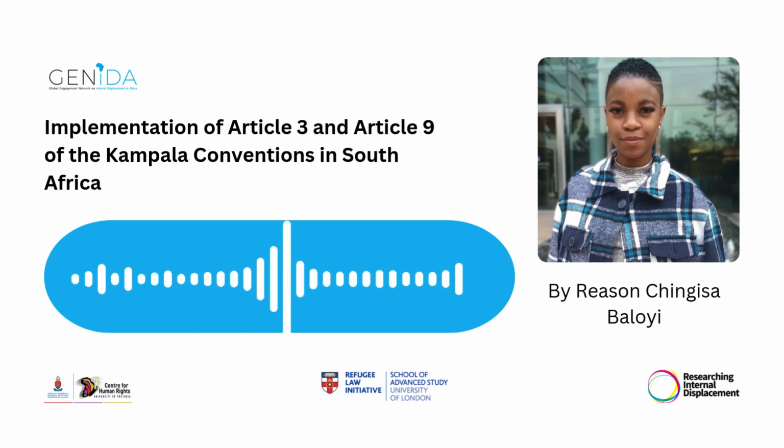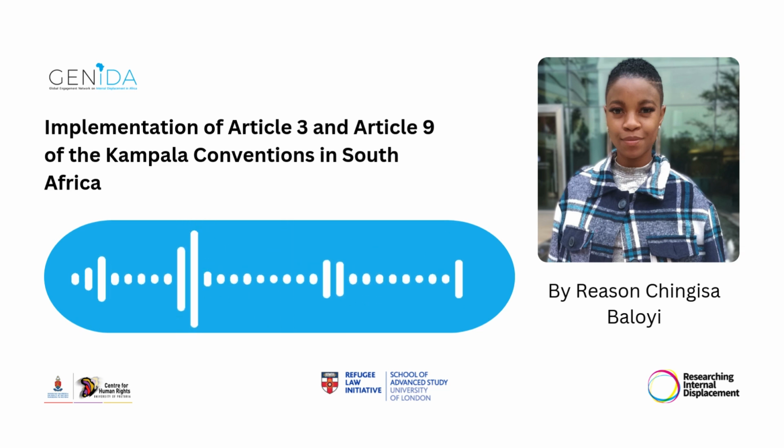For this discussion, I will focus on two key provisions. Article 3, which outlines the responsibilities of states to prevent displacement, and Article 9, which mandates the provision of assistance and protection to internally displaced persons.